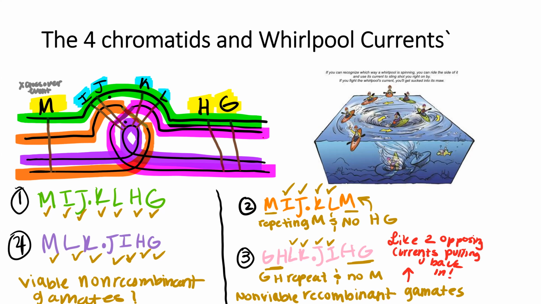If we look at the third chromatid that may be produced, the pink one right here, we follow a similar order where we are looped back into our whirlpool with the GH repeating, hitting it again, and there's no M. We never went this way. So that's, again, a non-viable recombinant gamete. But if we look at the purple one, it is going to take us into the whirlpool and then back out again into safety, creating MLK, centromere, JAIH, so that's a viable non-recombinant gamete.